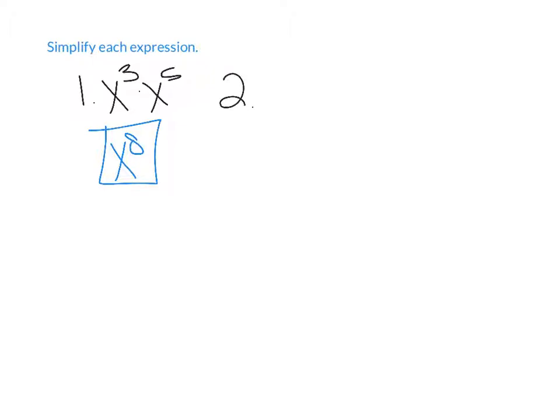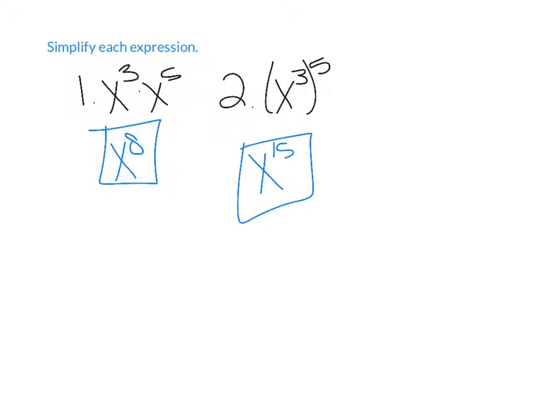Okay, number 2. What if I have kind of the same thing, but what if I do x cubed to the fifth power? Now, this is actually the rule from today. This is the power of a power. X cubed to the fifth power. So the rule today says that I'm supposed to multiply these together. And if you remember the reason why we multiply them together, if I think about what x cubed to the fifth power actually means, it's x cubed times x cubed times x cubed times x cubed times x cubed.